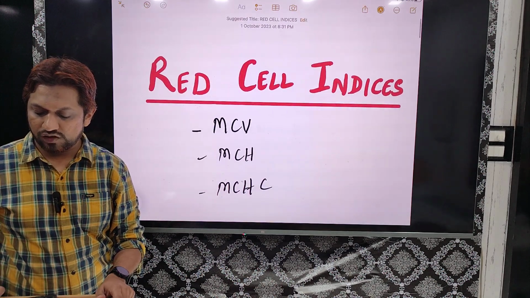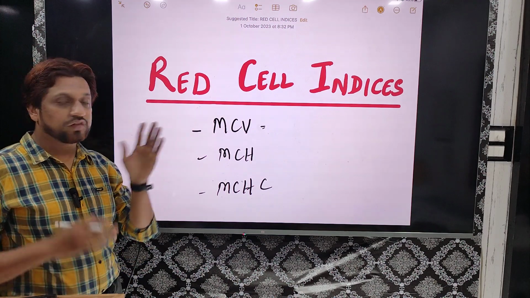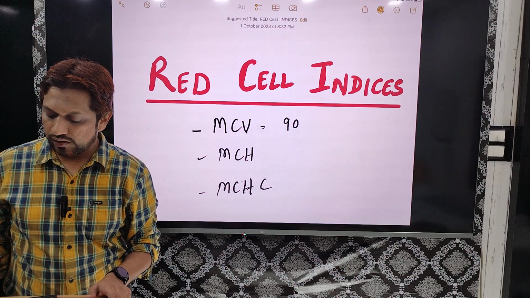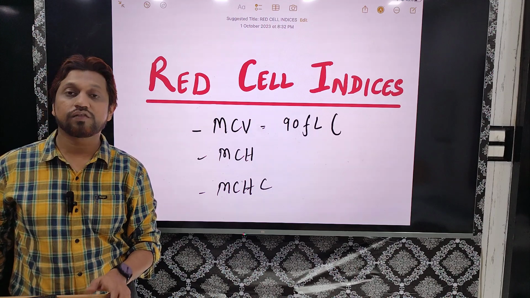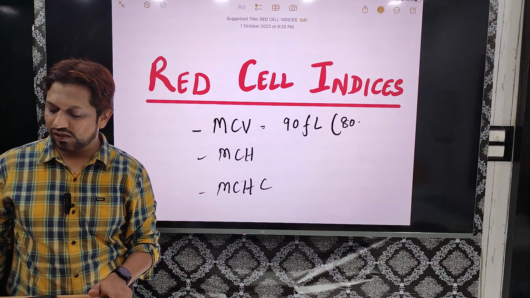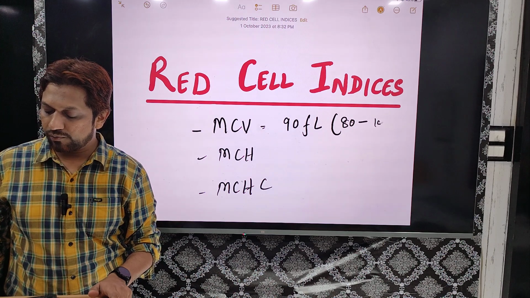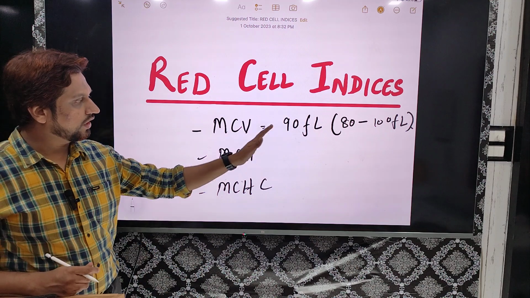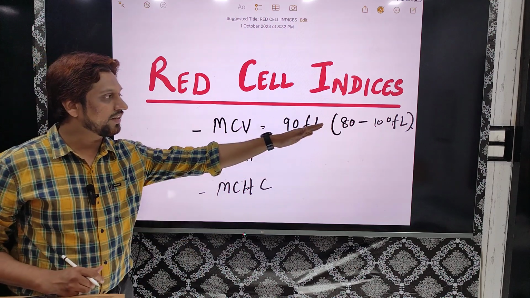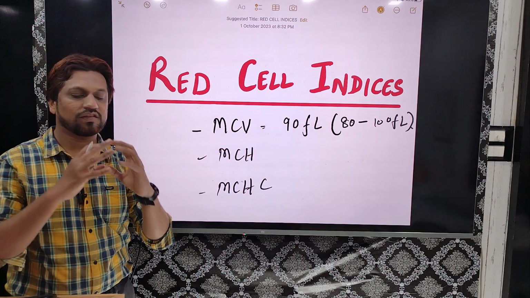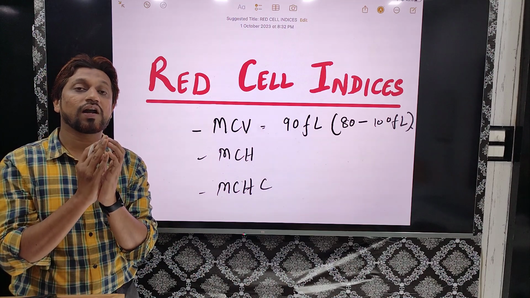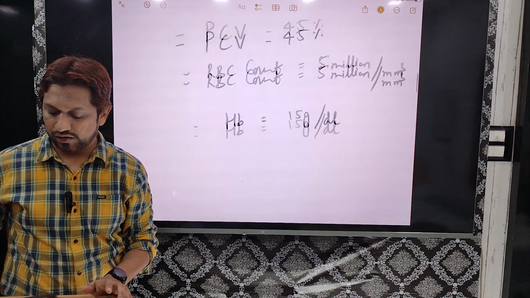So MCV is an average volume of a single RBC and the normal value is around 90 femtoliters. However, there is a range between 80 to 100 femtoliters. So what is the clinical significance? If the MCV in the investigation is less than 80, it means the size or the volume of RBC is less. That means it is called microcytic.